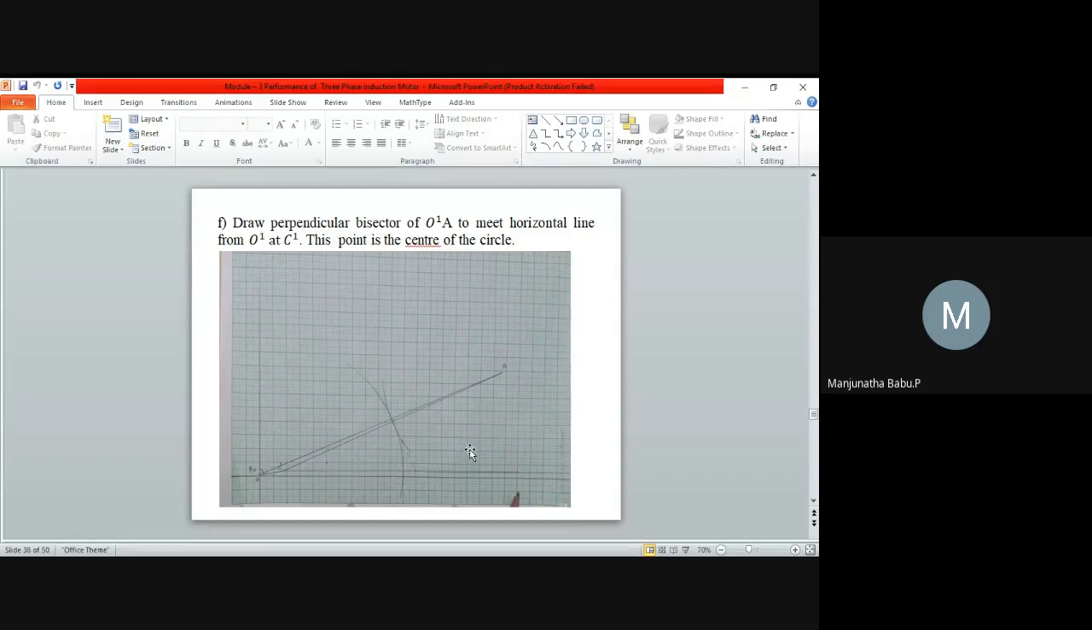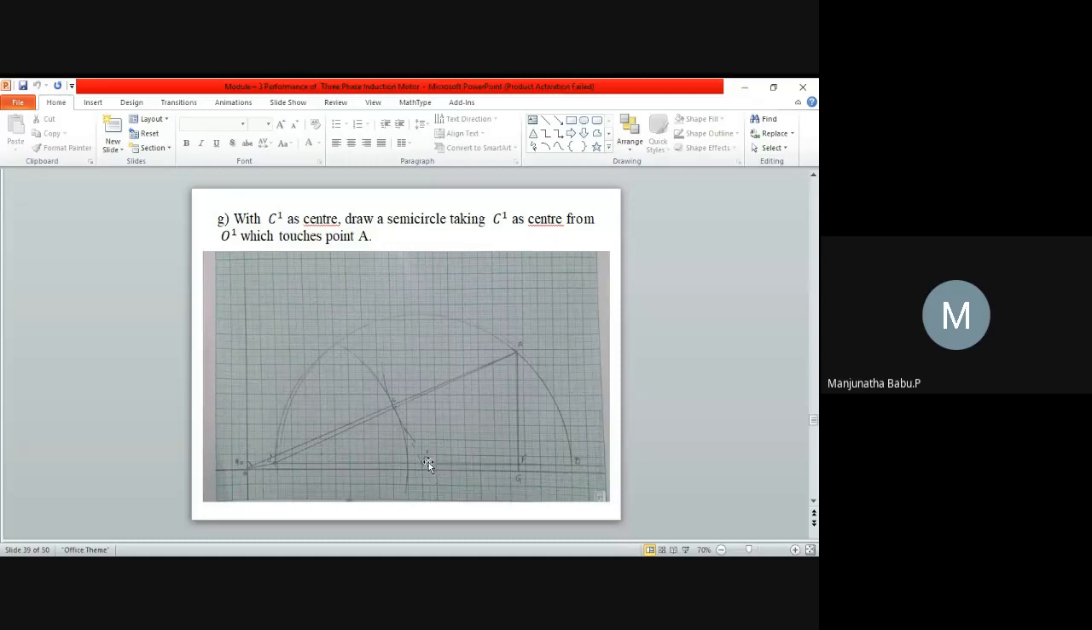Done? Yes, sir. Now, from the center point C dash, which touches O dash, extend the compass from C dash to O dash and draw a half circle which touches point A and also touches the horizontal line. This is the semicircle we have to draw. Check that it must touch point A.